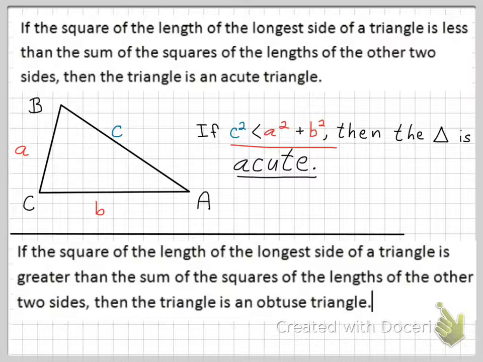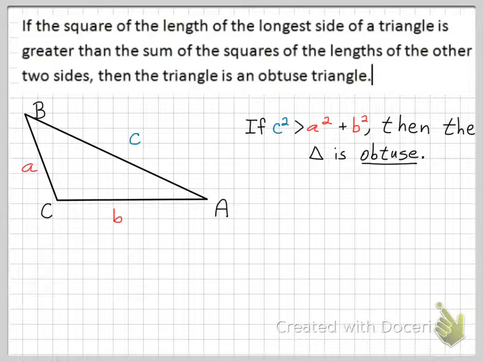Similarly, if the square of the length of the longest side of a triangle is greater than the sum of the squares of the lengths of the other two sides, then the triangle is an obtuse triangle. So if it's greater, it's obtuse, and if it's less, it's acute. Okay? So again, I just rewrote this. You don't have to write it again. And it shows that if c squared, or the longest length squared, is greater than a squared plus b squared, then it's obtuse. Okay?